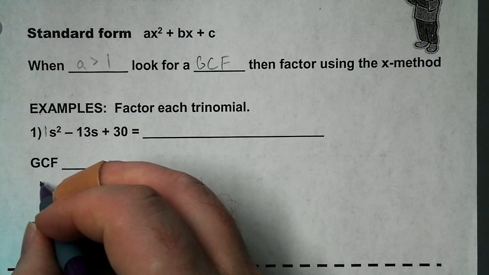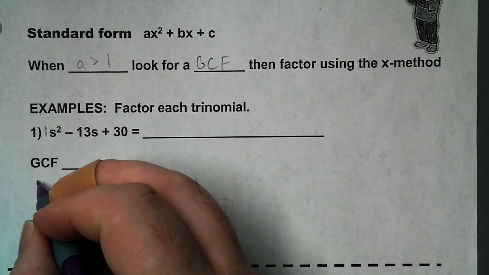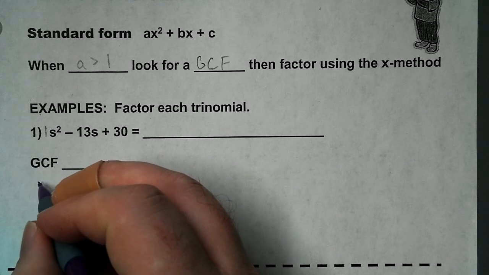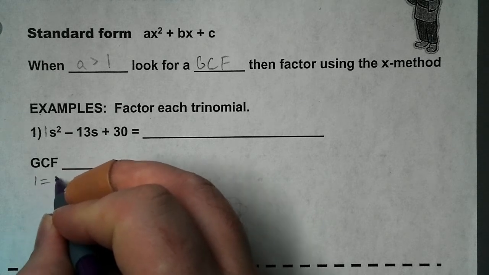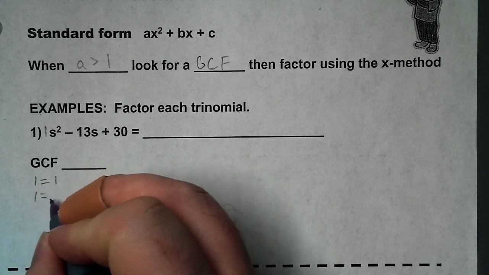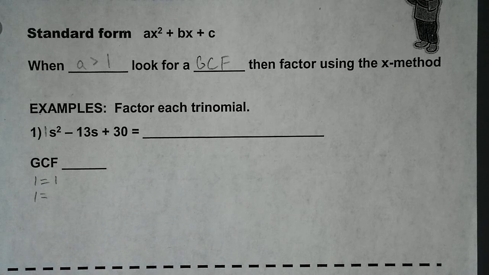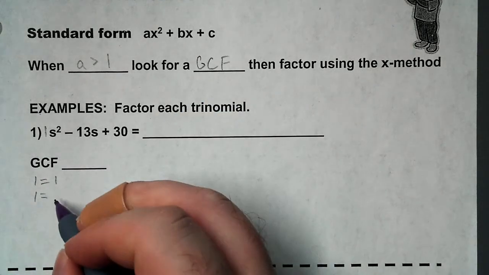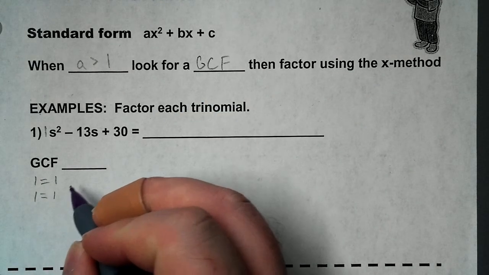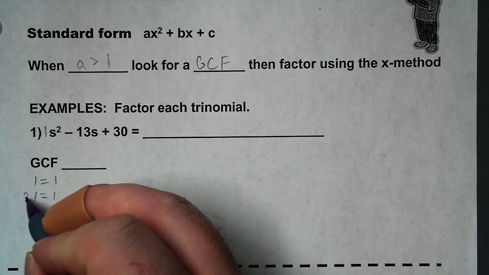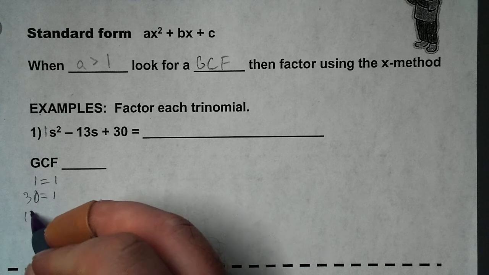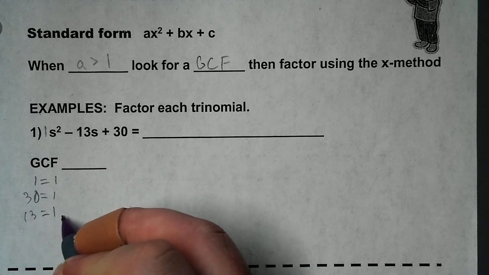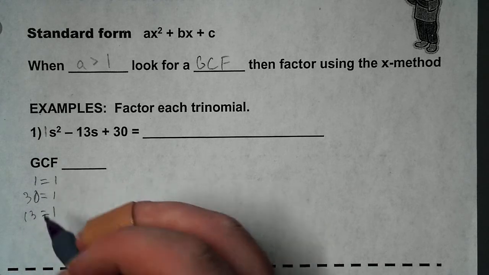Well, the only factors of 1 is obviously 1 times 1, right? The only factors of 30 that would have in common with 1 is just 1 times 30. So that's 30, and when we factor 13, it's just 1 times 13. So the only thing they had in common was the 1.